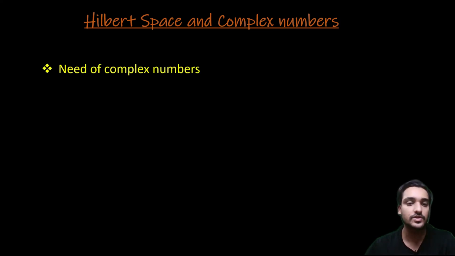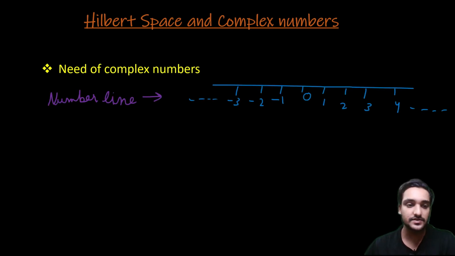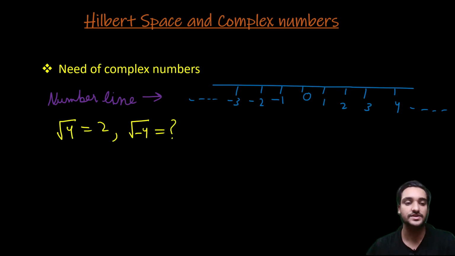So what are complex numbers and what was their need? If we see the classical number line, that is from minus infinity to plus infinity, it works very well and all our mathematics revolves around this. But later there was a question: if we want to take the square root of a positive number, it was very possible, it was simple, it could be done. But when we take a negative number, it was impossible to do.